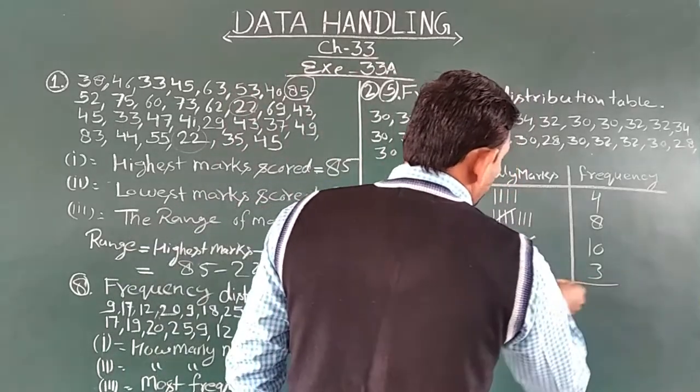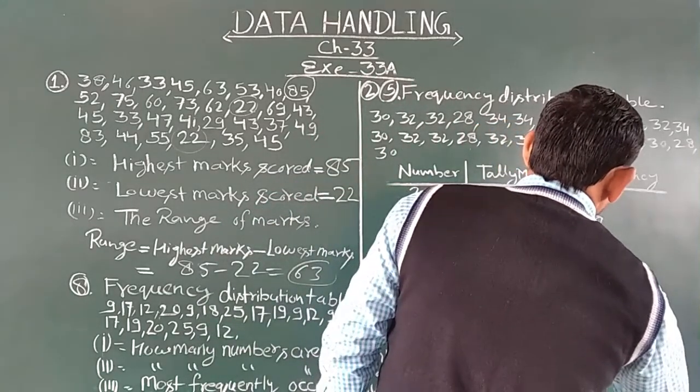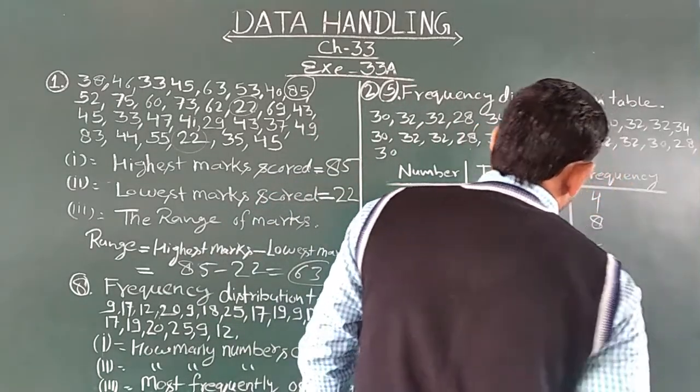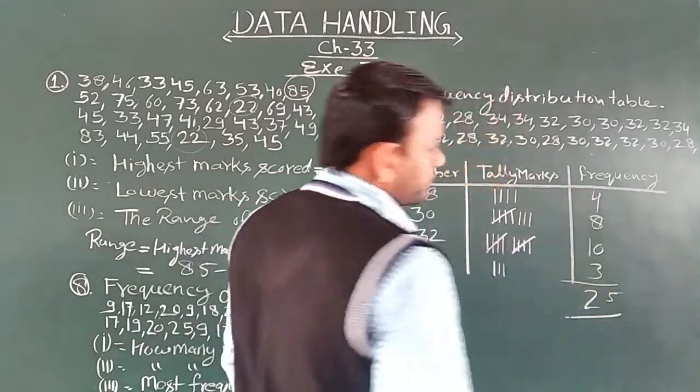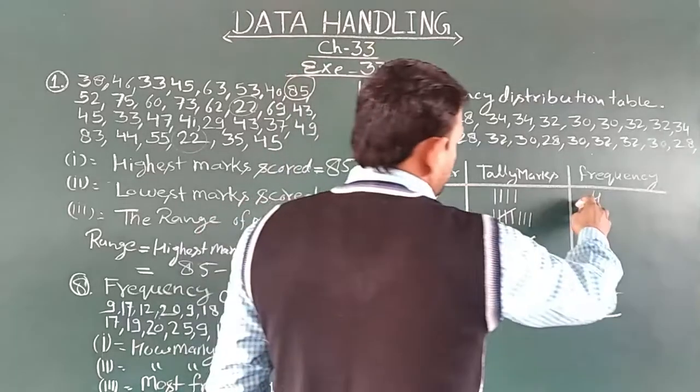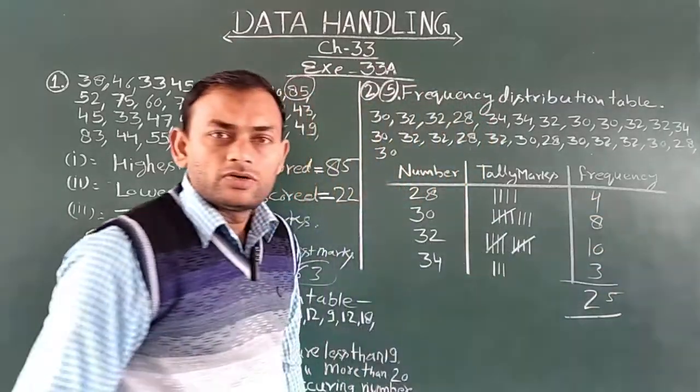If you do the addition of this, you will get 25. Okay, if you have to find the total frequency, you just add all of this: 4, 8, 12, and 10, 22, and 3, 25.